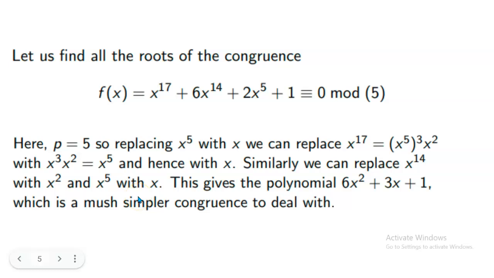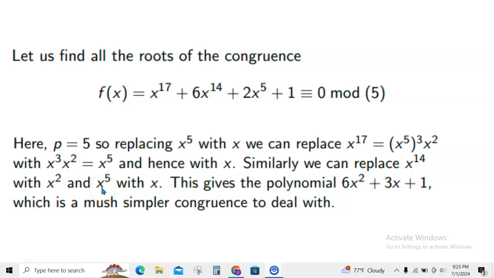Next question is, to find all the roots of the congruence f(x) = x^17 + 6x^14 + 2x^5 + 1 congruent to 0 mod 5. So here the prime number given is 5, so we have to find it in Z5. Here we replace x^5 with x.